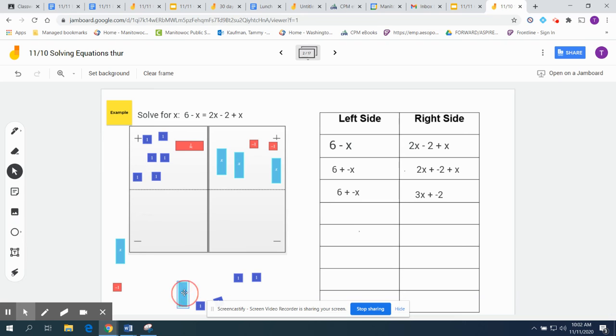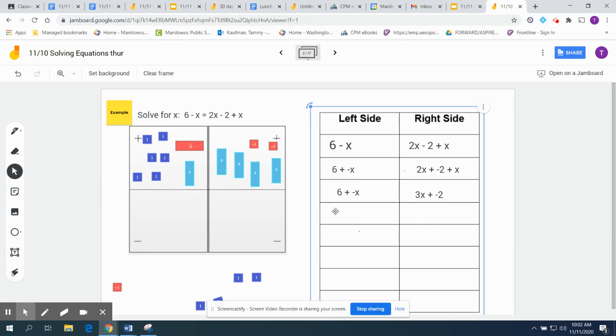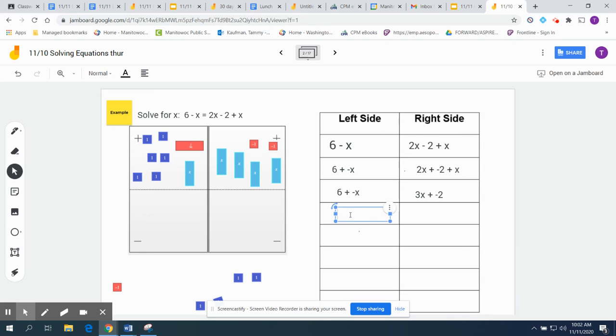I want to get rid of that x, and I do that by adding an x to each side. And I show that here by adding an x, and here by adding an x. So that gets rid of the negative x and the x. So on the left side, I only have 6 unit tiles left. And on the right side, I have 4x plus negative 2. So that made a 0 pair here. I'm going to get rid of that.